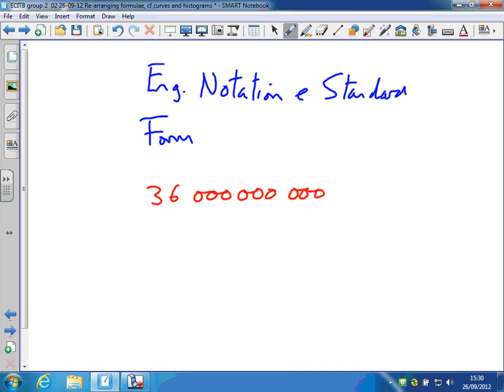There's a number, a very big number. The decimal point is here. And if I want to express this number in standard form, I shift it to after the first significant figure. So it equals 3.6. So that means I've moved the decimal point to after the first significant figure. But then I'm going to have to multiply it by 10 how many times to get it back to where it should be?